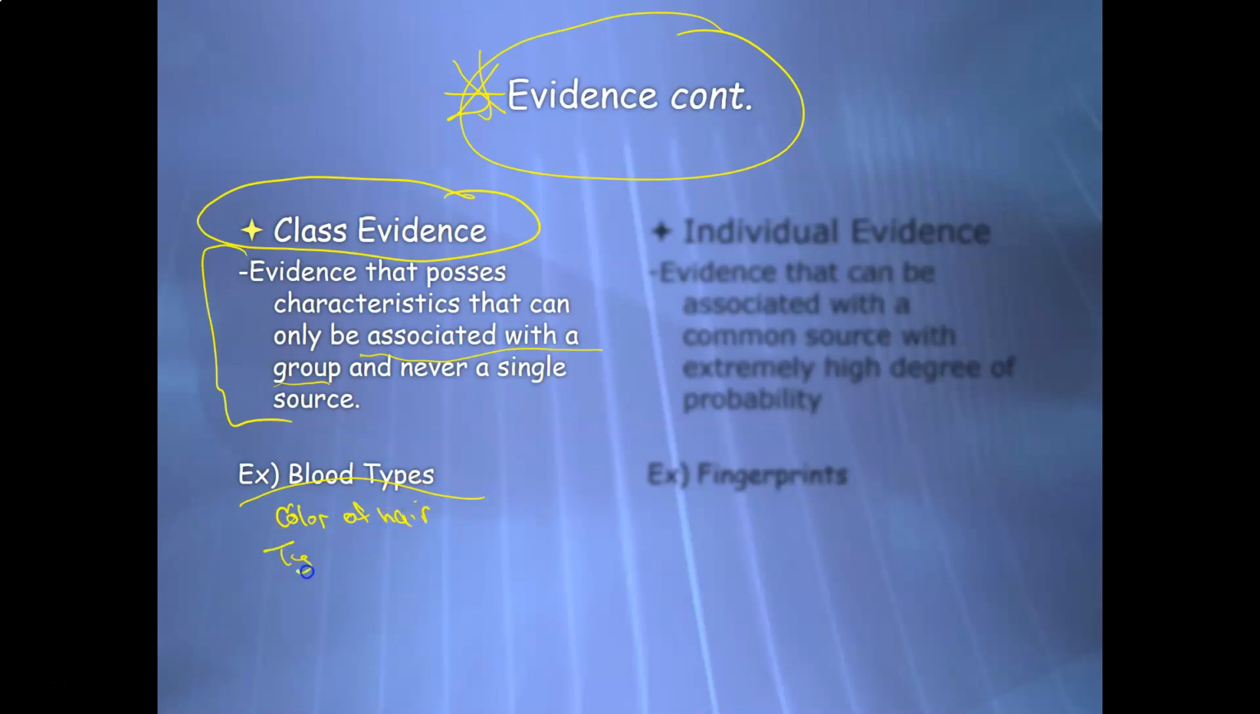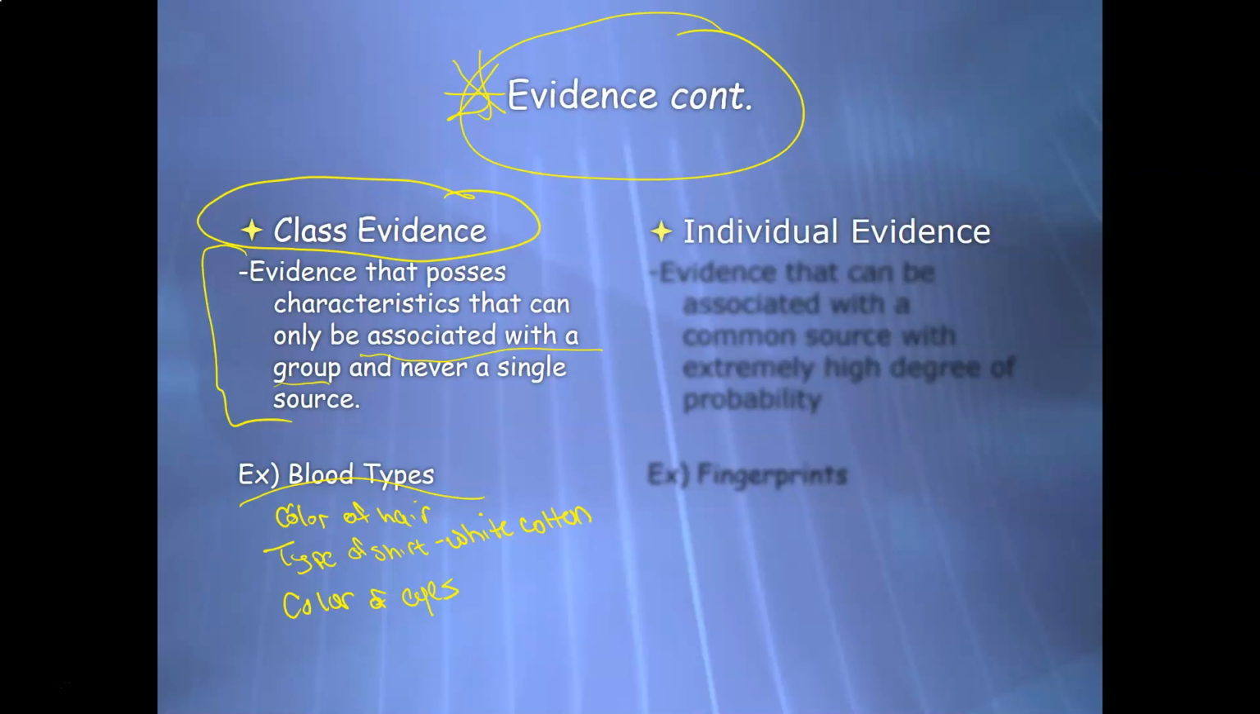Type of shirt: a white cotton t-shirt. Color of your eyes. Something like that. That's all class evidence.